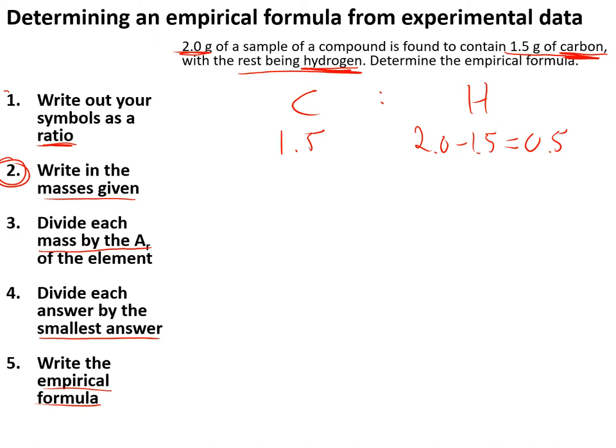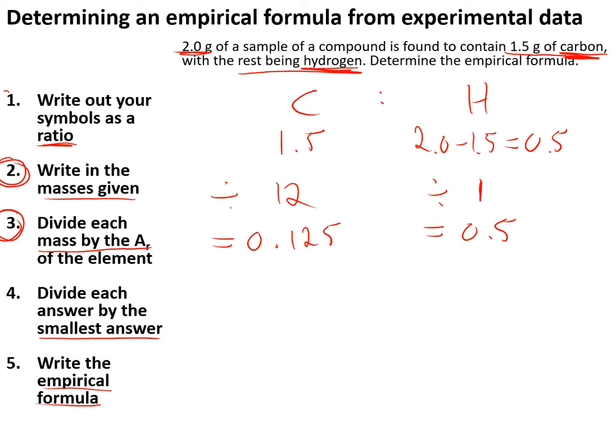Then it says to divide each mass by the relative atomic mass of the element. So we're dividing by Ar. Now we don't have the relative atomic masses in the question, so let's look on the periodic table. And if you do that, you'll find that for carbon it is 12. So we're going to divide 1.5 by 12. And for hydrogen, we will find that the answer is 1. Okay, so we're going to divide hydrogen by 1. So 1.5 divided by 12 is going to give us 0.125. And 0.5 divided by 1 is going to give us 0.5.